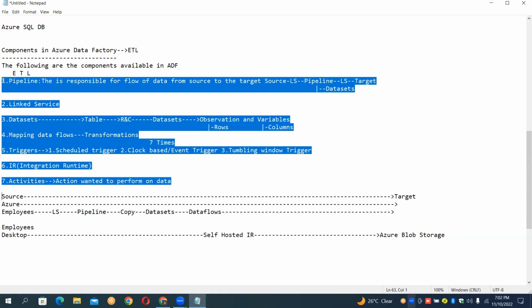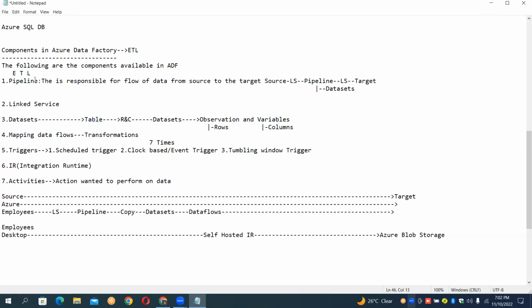Okay, guys, that's it for the day. Try to memorize the pipeline, linked service, datasets, mapping data flows, triggers, IR and activities, because these are very, very important and required for ADF. Without that, you cannot move forward. Okay, guys. We'll start at 10.